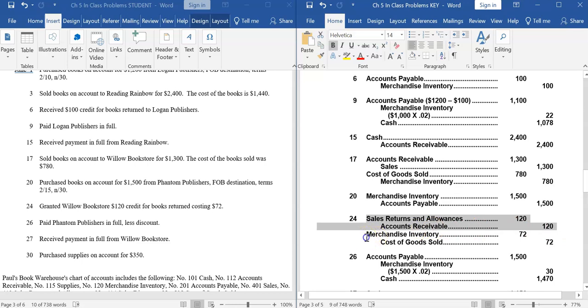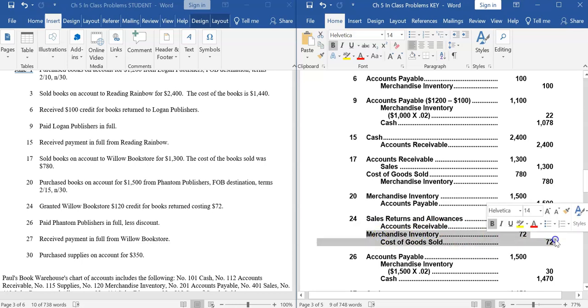We also need to record the inventory being returned to us. Our inventory has now gone back up by $72, and our cost of goods sold, the expense, has decreased because that inventory is no longer used up. It is now back into our shelves.